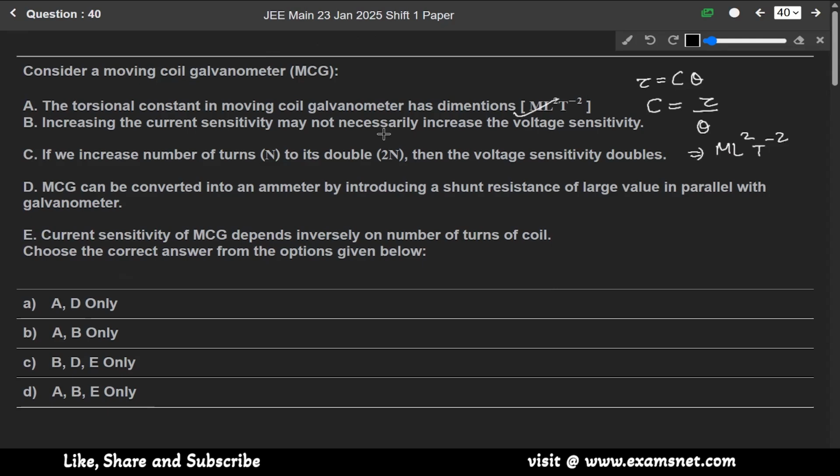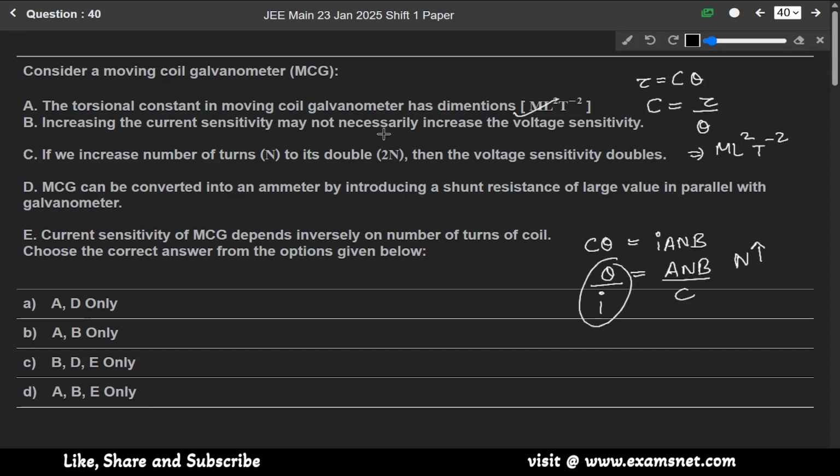The second statement is: increasing the current sensitivity may not necessarily increase the voltage sensitivity. We again know the formula C into theta equals I A N B. So theta over I, the current sensitivity, will be equal to A N B over C. So if we increase n, the number of turns, this current sensitivity increases.